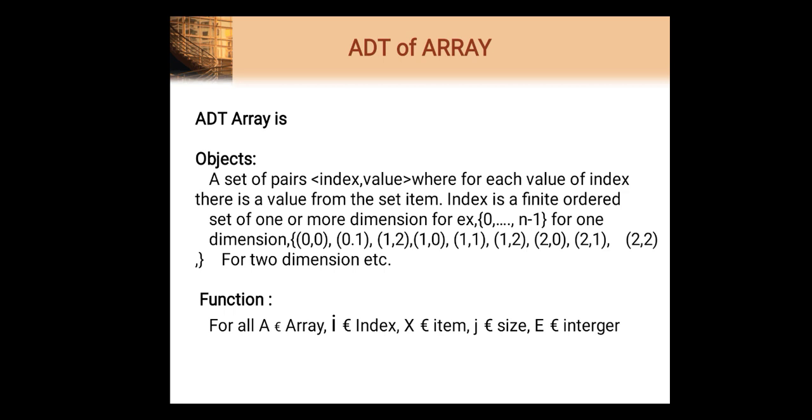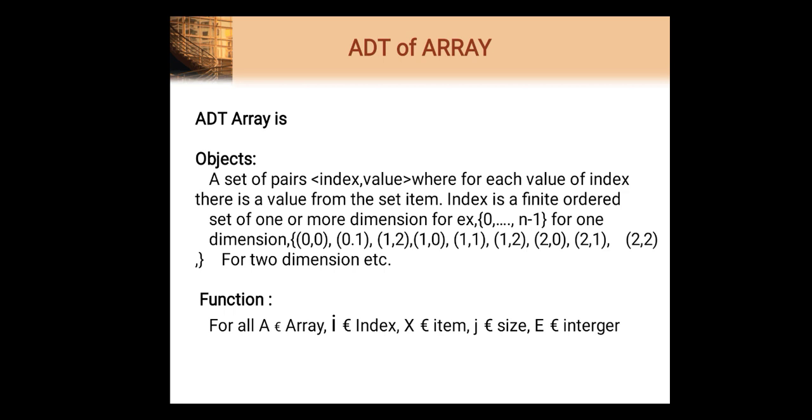Now we are writing the ADT of an array. So here, we are writing the ADT for the array. In the first part we write the keyword ADT, and then our topic name, which is array. So we write ADT array is. In the object part, I am writing here: array is nothing but a set of pairs which consist of index and value, where for each value of index there is a value from the set of atoms.